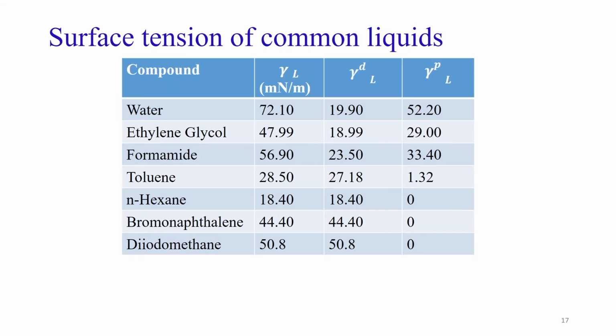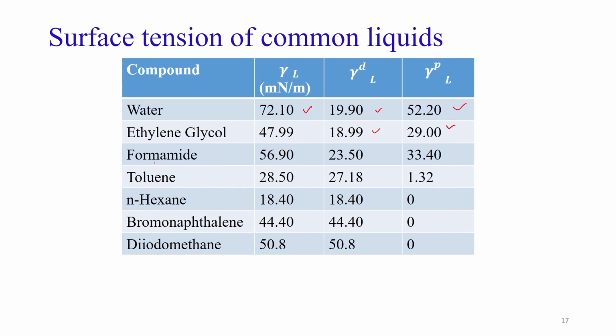So, I have listed the surface tension of common liquids. We also saw in the last slide the surface tension of water is 72, but it has both components; it is more polar and less dispersive. If you go for ethylene glycol, it has both polar and dispersive components.